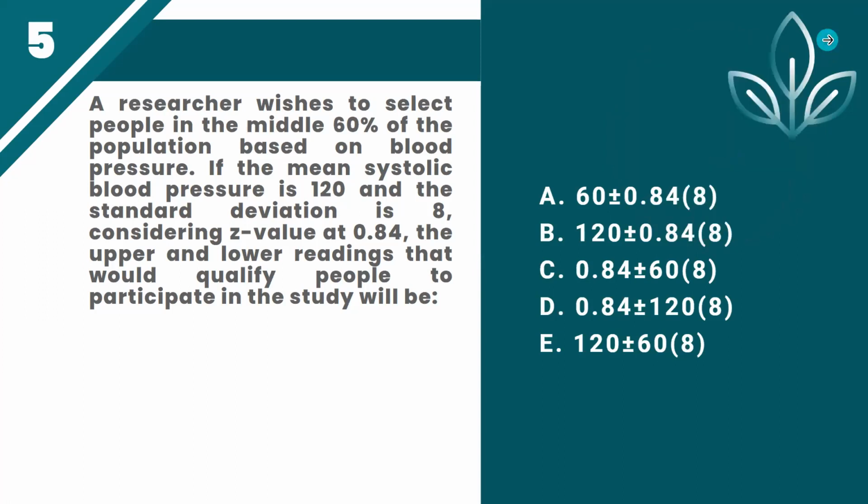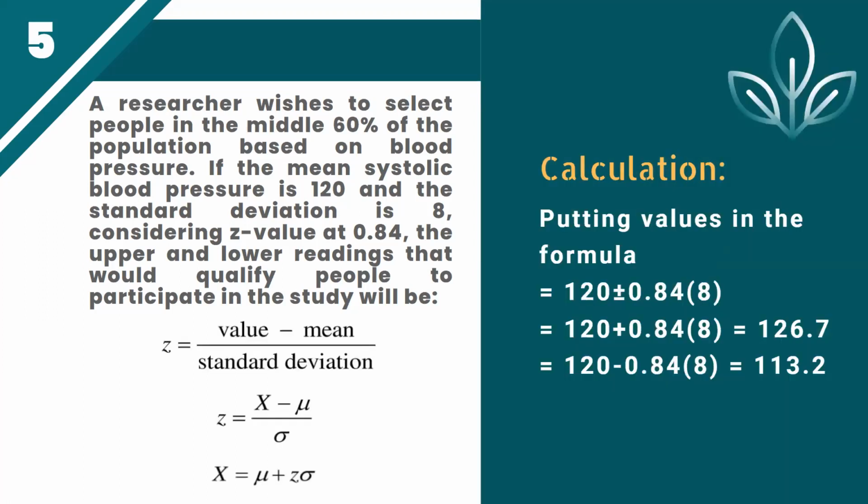B. Yes, the answer is B. We are using the same formula: value minus mean divided by standard deviation, and rearranging the equation, x is equal to mu plus z into sigma, which is 120 plus minus 0.84 into 8. The upper limit is 126.7 and the lower limit is 113.2.